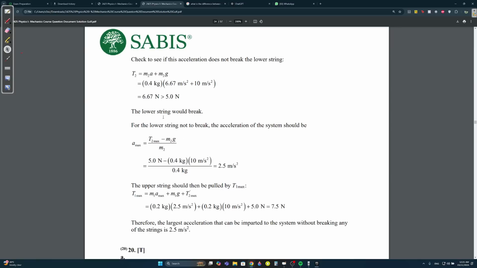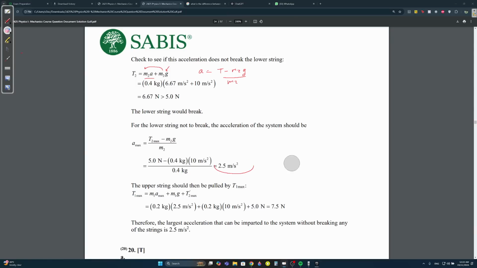For the lower string not to break, the acceleration of the system should be 1. Again, what they did is they rearranged this equation like I did the first time. For it not to break, take M2G to the other side and then divide. So A is equal to T2 max minus M2G, divided by M2. Substitute: T2 max we said is 5, M2 is 0.4, G is 10, M2 0.4. You get 2.5, the answer we got.